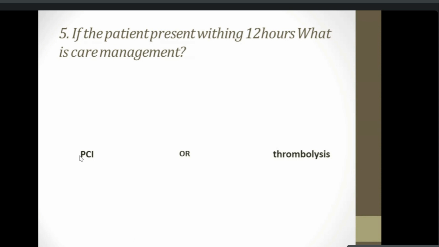So here, the majority have said the percutaneous intervention. We will wait a few seconds for the others to write their answers also. So the right answer is the percutaneous intervention. It's correct.